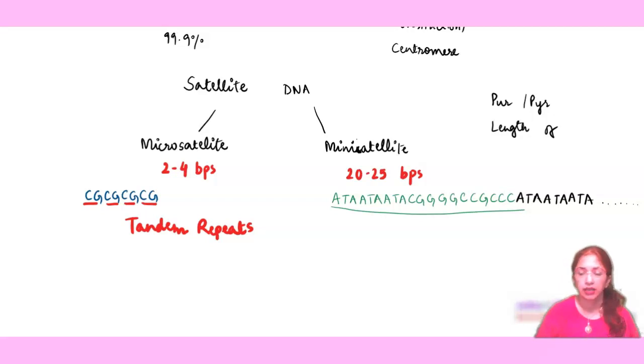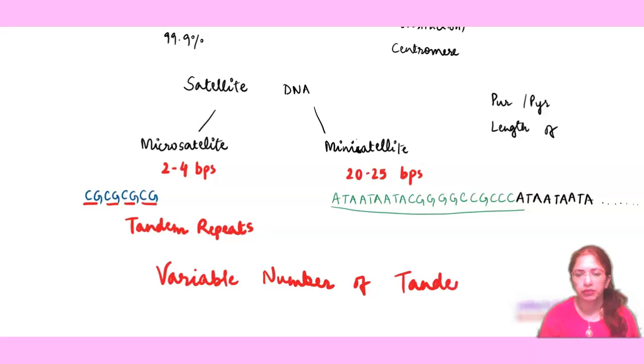You can see that the length of repeat and the number of tandem repeats are varying in the case of microsatellites and mini satellites, right? So overall we can conclude that in the case of microsatellites and in the case of mini satellites, there is a variable number of tandem repeats.